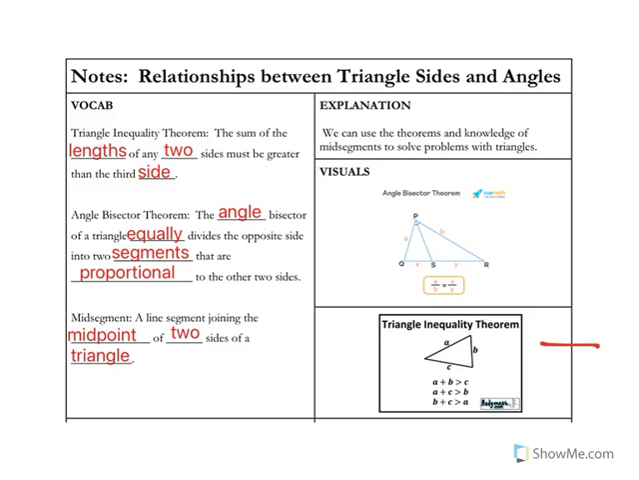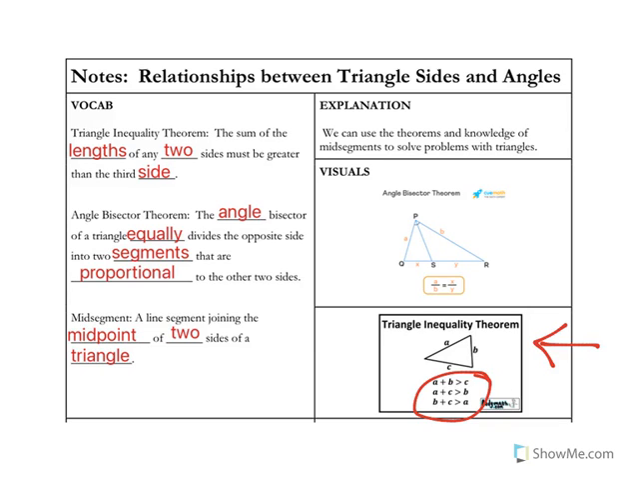You can see here, this is the triangle inequality theorem, and basically it's saying A plus B is larger than C, A plus C is larger than B, and B plus C is larger than A. The questions for these are fairly simple, but just keeping track of the sides is part of the importance of this activity. And then we have the angle bisector theorem.